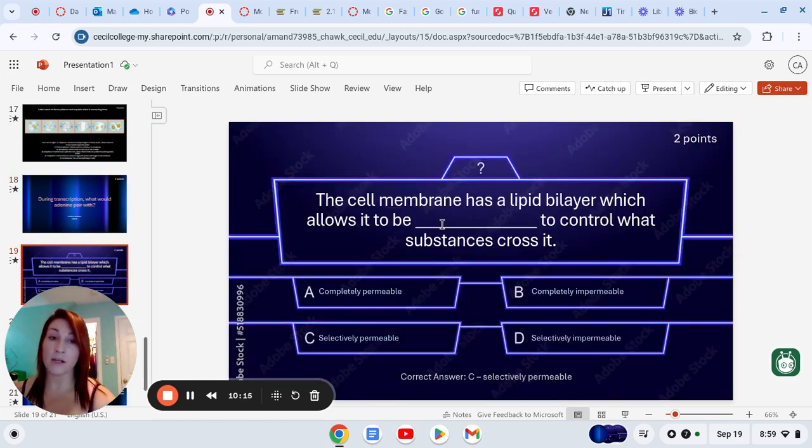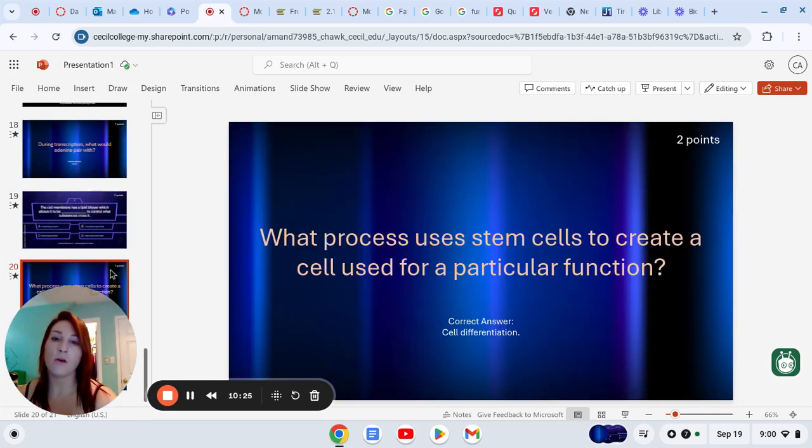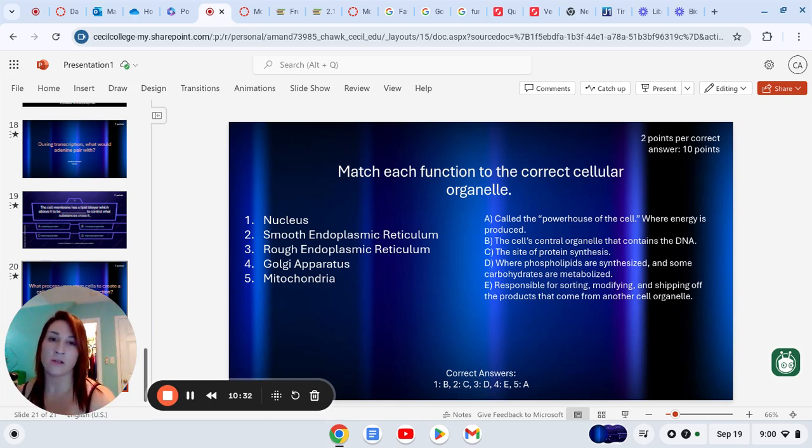The cell membrane has a lipid bilayer, which allows it to be blank to control what substances cross it. So it would be C, selectively permeable. And then I have two more. So what process uses stem cells to create a cell used for a particular function? Cell differentiation. The last one is to match each function to the correct cellular organelle.